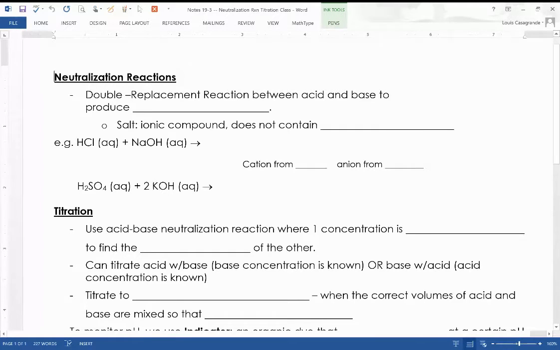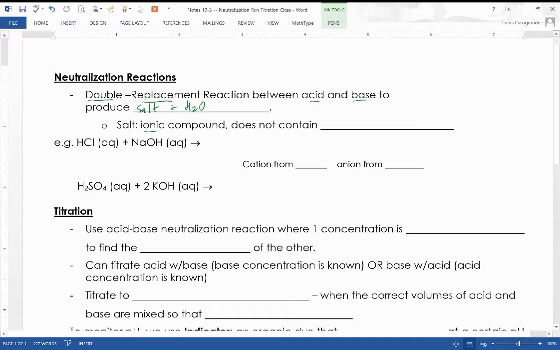So acids and bases react together. We saw this in the first video. They react together, and they do so, we've seen this a long time ago, in a double replacement reaction. And when the double replacement reaction is between an acid and a base, the products are always going to be a salt and water.